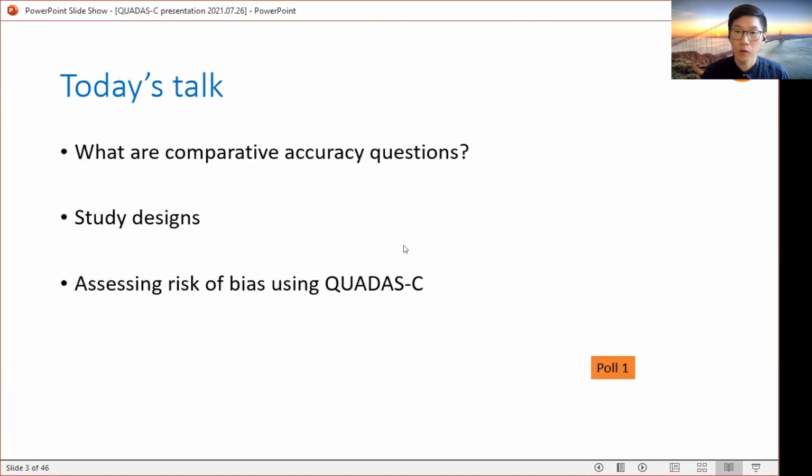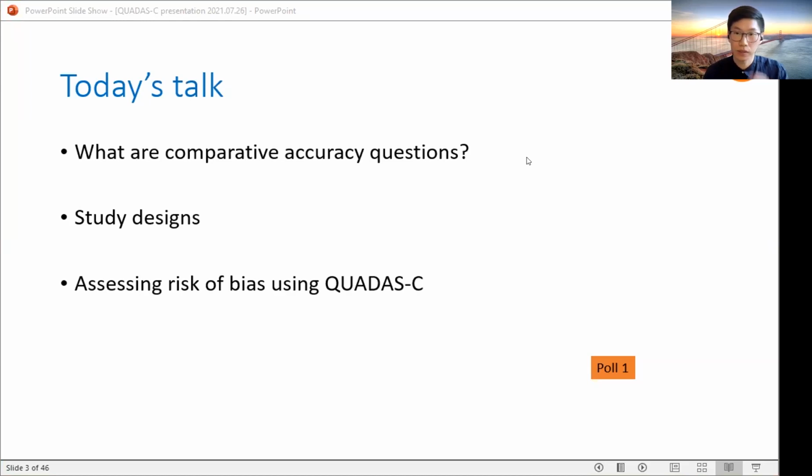So for today's talk, I'll be talking about three things. One is, what are comparative accuracy questions? So this is more of an introduction to the field of comparative accuracy. Subsequently, we'll be talking about some frequently used study designs to answer comparative accuracy questions. And lastly, I'll be explaining how we can assess risk of bias in these studies using QUADAS-C, how QUADAS-C was developed and what its structure is. And we'll be talking about a few items in QUADAS-C.